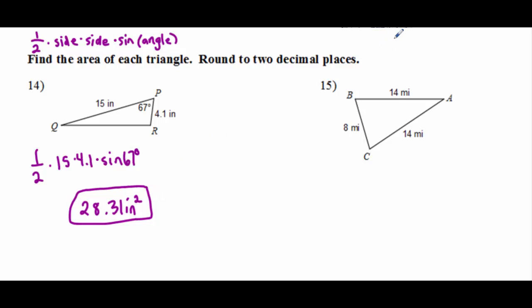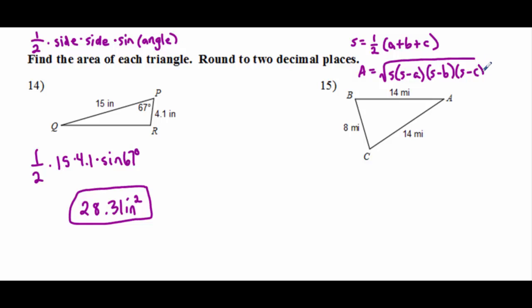The other formula that we have is a little more complicated. We first have to figure out what S is. S is 1/2 of A plus B plus C, whenever A, B, and C are our side lengths. And then the actual area formula is the square root of S times S minus A times S minus B times S minus C, all of that under our square root. So if I label these A, B, and C, I just need to fill it in first to the S formula and then to the area formula.